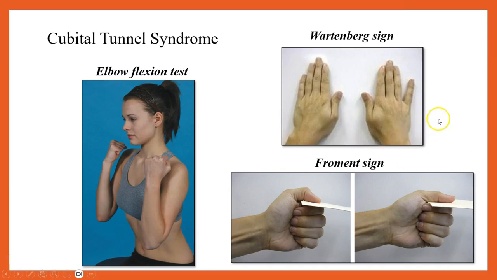The Wartenberg sign, the picture at the top right, you can see that pinky, they cannot adduct that pinky on the right hand. That's a positive sign. And then the Froment sign is going to be more of a grip test.